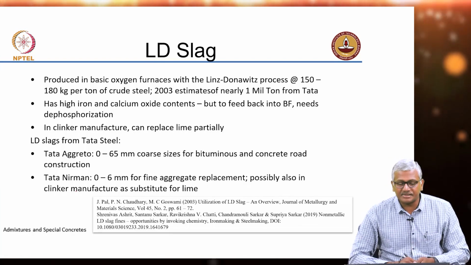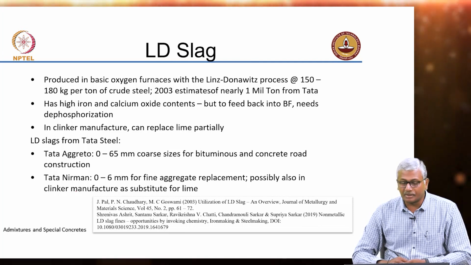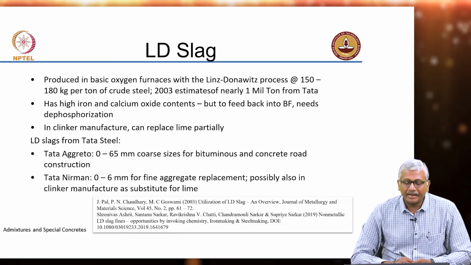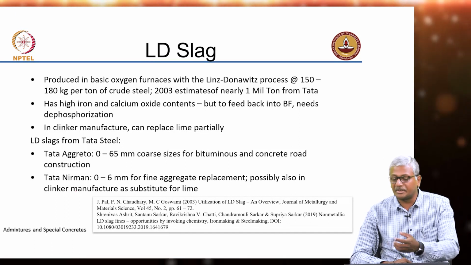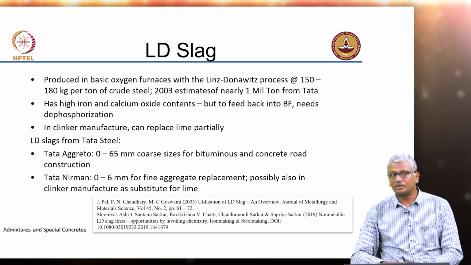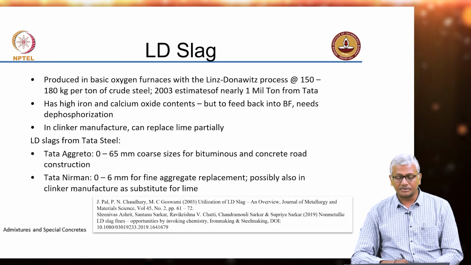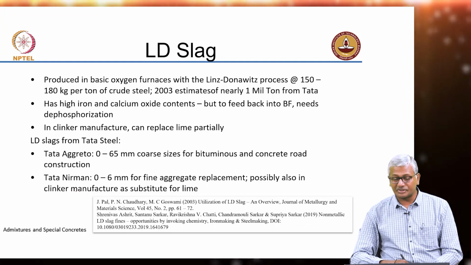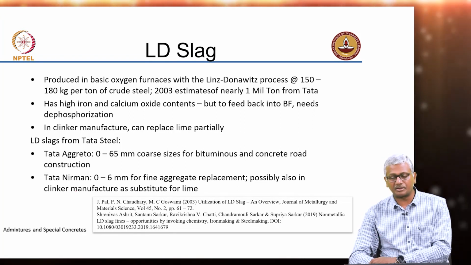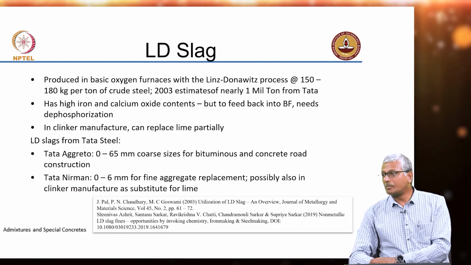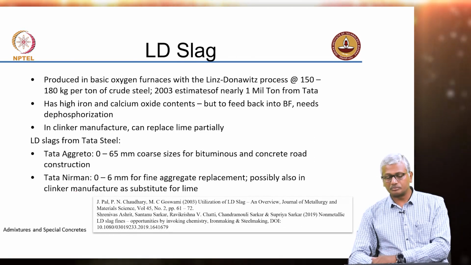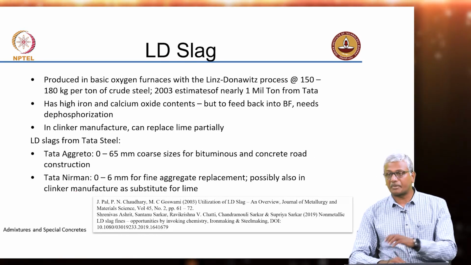So, as I was saying, LD slag is from a basic oxygen furnace. The process is called the Linz-Donowitz process, and you can imagine the extent of material that we are creating. 150 to 180 kilograms per ton of crude steel is produced. So, 2003 estimates of nearly 1 million ton from Tata Steel alone. Okay, this is the figure from Tata. Okay, 1 million ton per year from Tata Steel alone. So, now this must have grown to probably 4 to 5 million tons, because the capacity of Tata Steel also would have enhanced.